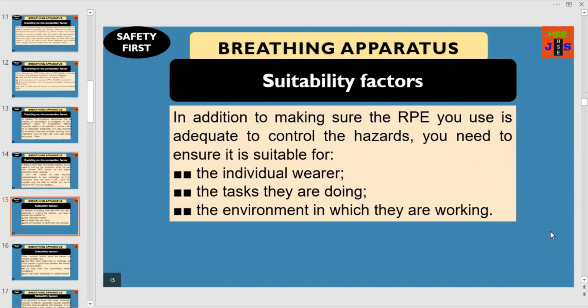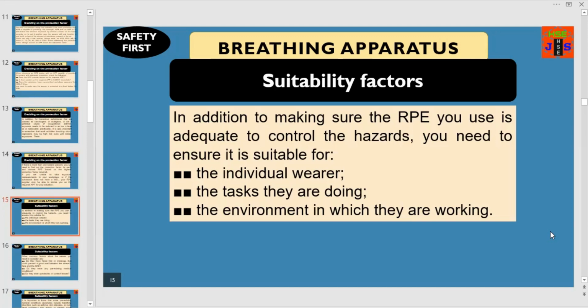Dear friends and fellows, you are watching Safety First, and today we are discussing breathing apparatus: where it can be used, what types or forms of hazardous substances, and what atmosphere or conditions can be considered as hazardous. Let us discuss now the suitability factors for a respiratory protective equipment.